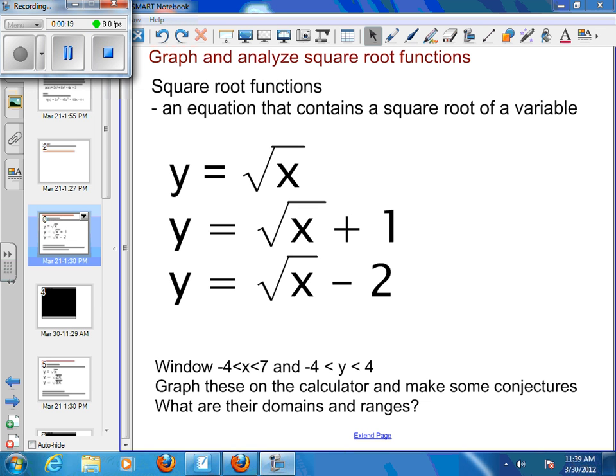So the first thing I want to do is take a look at these three equations here, and I want to put them in a graphing calculator and take a peek at what these kinds of things do. So if you could set up your calculator so that you're under your y equals, you have y equals the square root of x, and y equals the square root of x plus 1, and y equals the square root of x minus 2. And if you need help going through that, I can show you how to do that here in just a second.